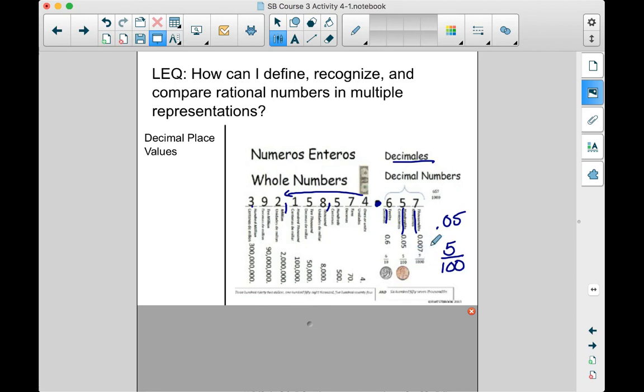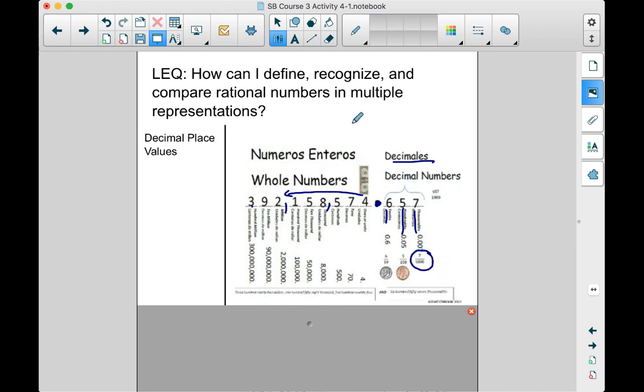So what do you think looking at this right here? If it is 7 in the thousandths place, what would that number be in the form of a fraction? How would you write that number as a fraction? Great, you should have 7 thousandths, just like your notes have.